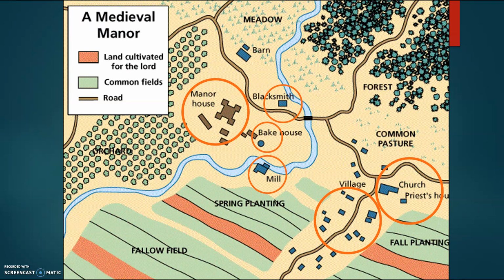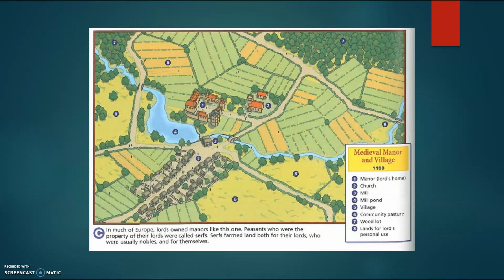And you can see again here, you have common lands. And the orange ones here are lands cultivated for the lord, right? So this is how they're paying their taxes, their rents, so to speak, and divide them. There's common lands for them to use, that sort of thing.